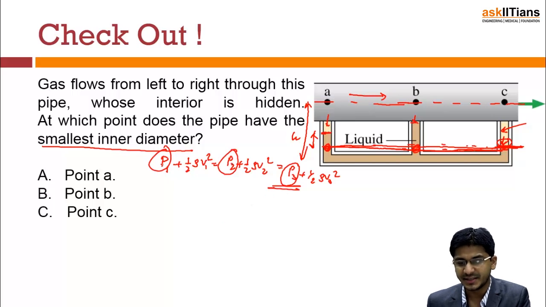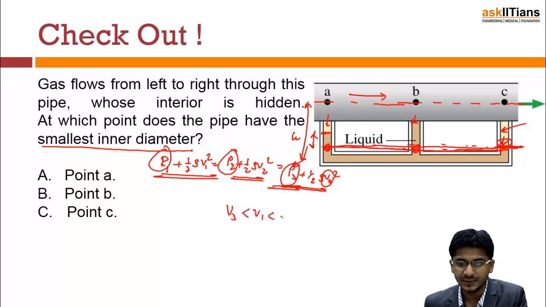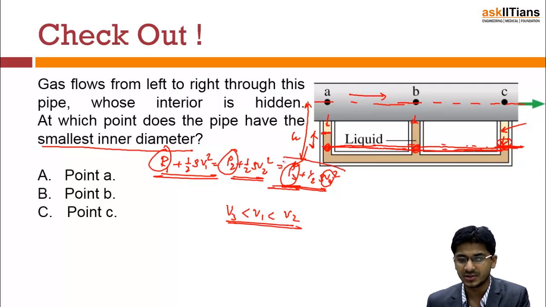Now if this is greatest among all these, and the sum of the two terms is equal throughout, that means if the pressure is greatest, then V3 has to be lowest, because the sum is a constant. So V3 is lowest, that means V3 is less than V1 is less than V2. Exactly in the reverse order, because this whole thing is a constant throughout the section. Now you have got the relation between velocities.